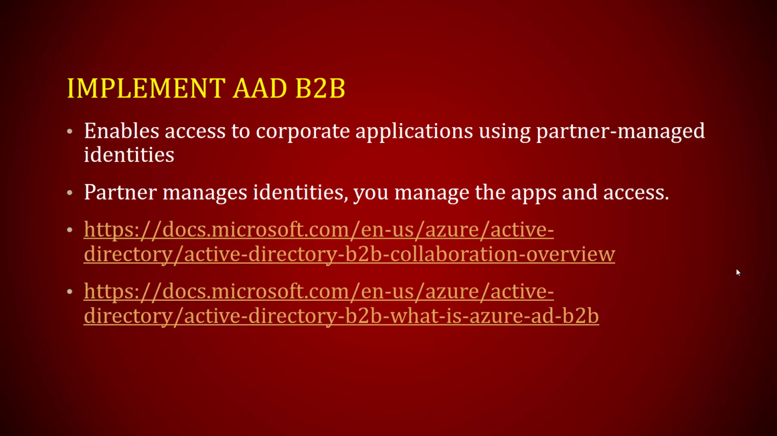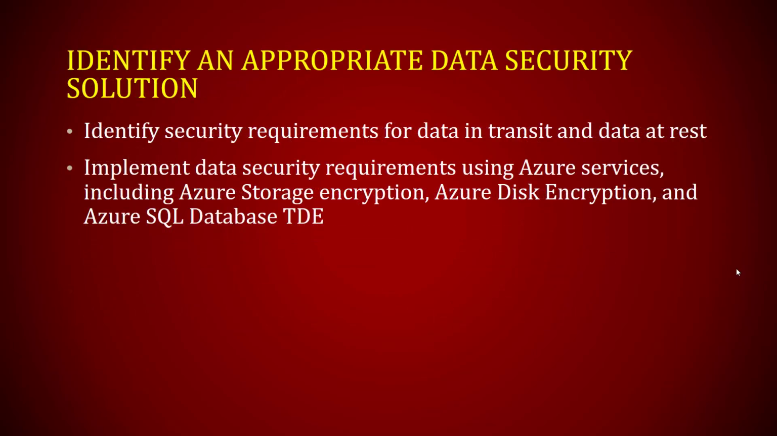So it means that you don't have to manage what the outside identities are in any way. You're just effectively reaching out, getting them to do the authentication at the partner end, and then passing through a token that we can then use for access to the applications.